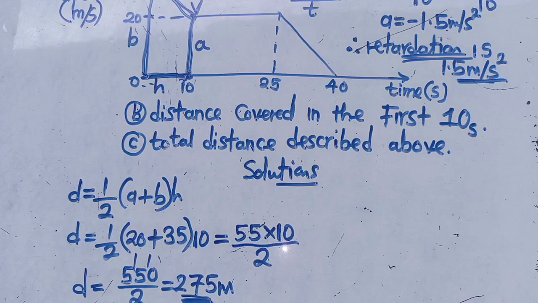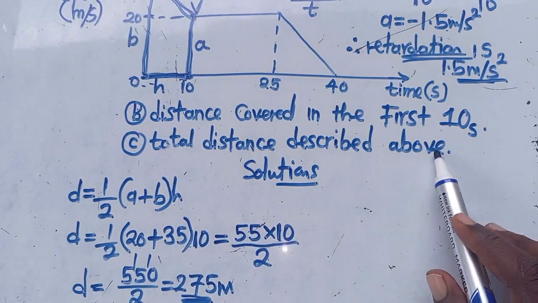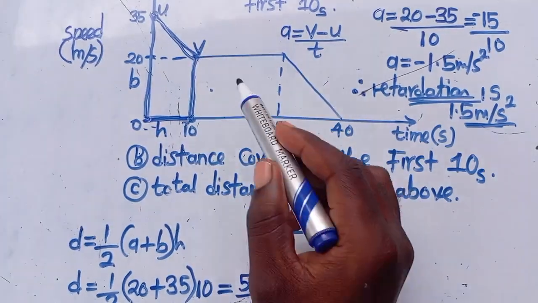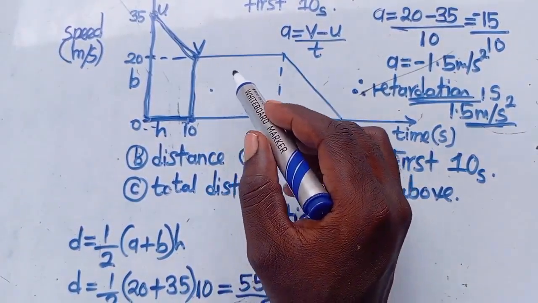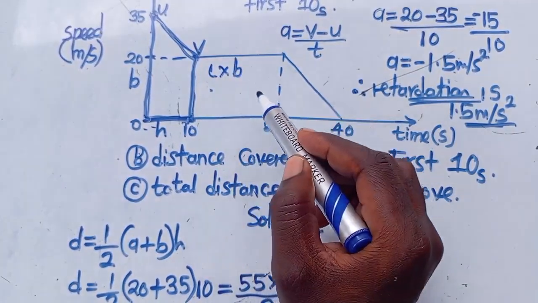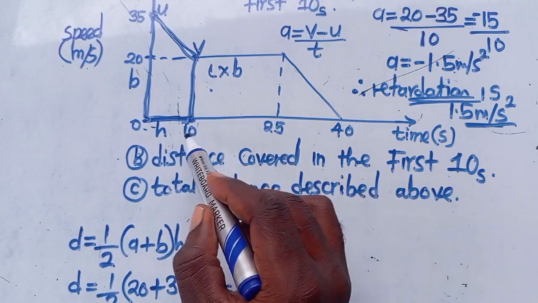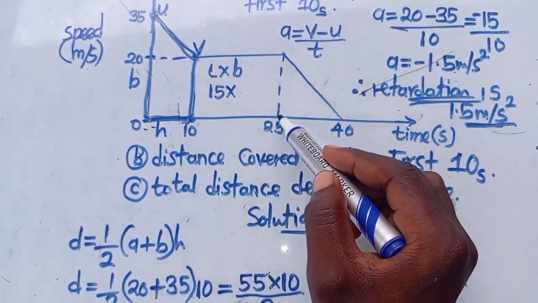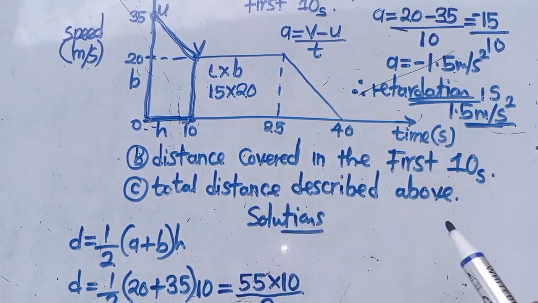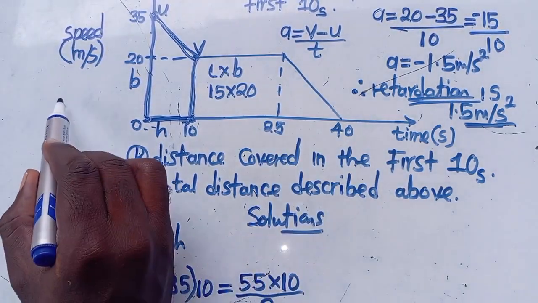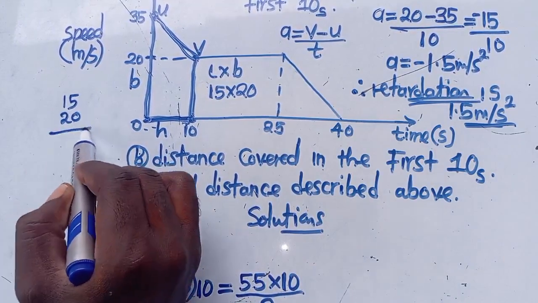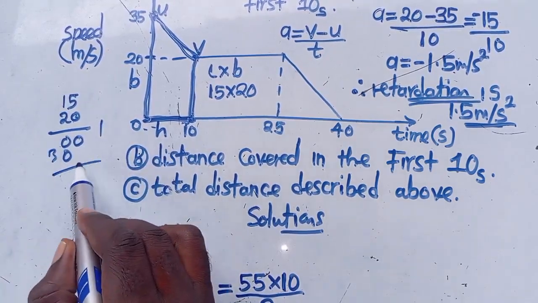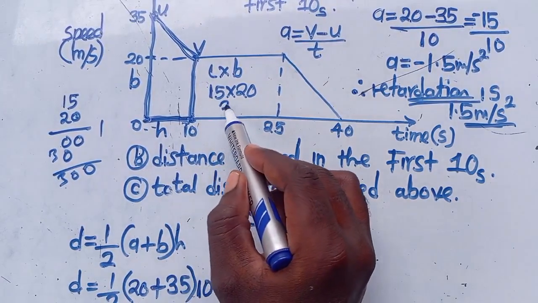I move now to the last question, total distance described above. So the total distance that is described above here, I know that this shape that is here, this is a rectangle. I just say L times B. What is my length? In between there, I've got 15 times this side, I've got what? I've got 20. So if you multiply, we are not using a calculator there. 15, 20 there. This is 0, that is 0. That is 0, remainder 1, 2, 3. So get 300, isn't it? So I put my 300 there.